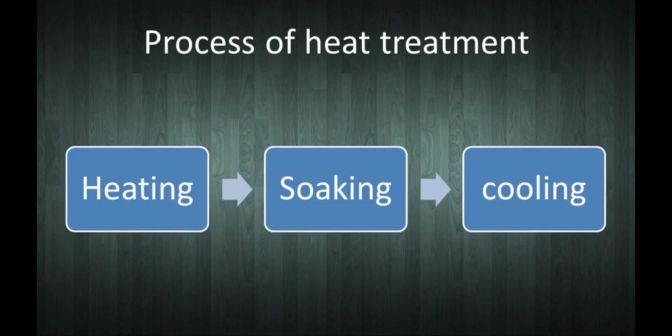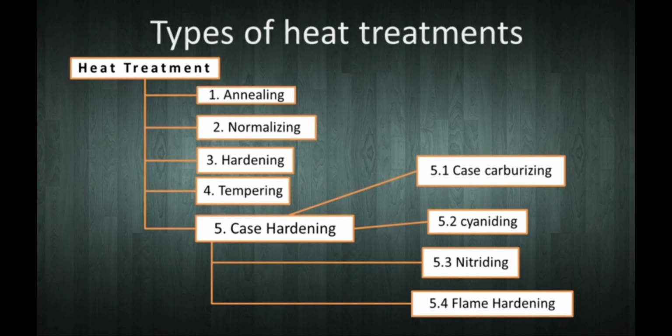Now the process of heat treatment is heating, then keeping it at that temperature, and then letting it soak at that temperature, either through air or in some medium like oil or water, and then cooling it for a while, so that if we want a part to be soft, it will be softened. If we want the part to be hard, we will again do the process so that we get the desired material or desired metal. Now types of heat treatments are annealing, normalizing, hardening, tempering, case hardening.